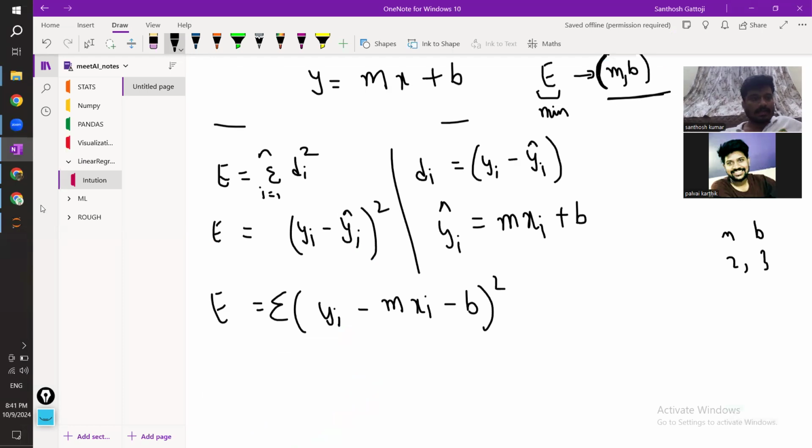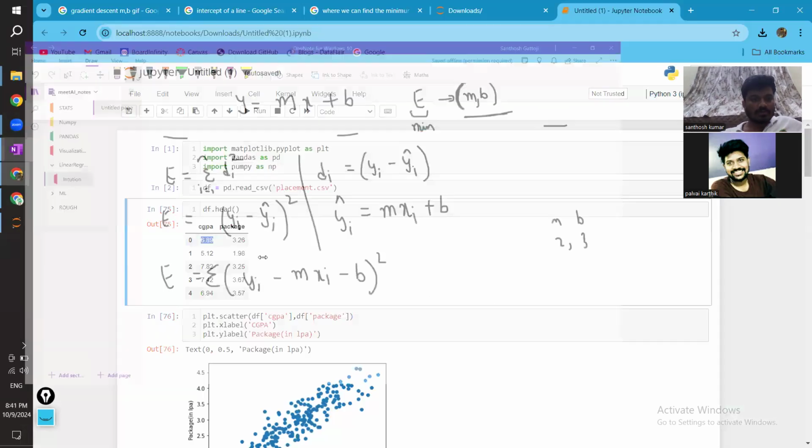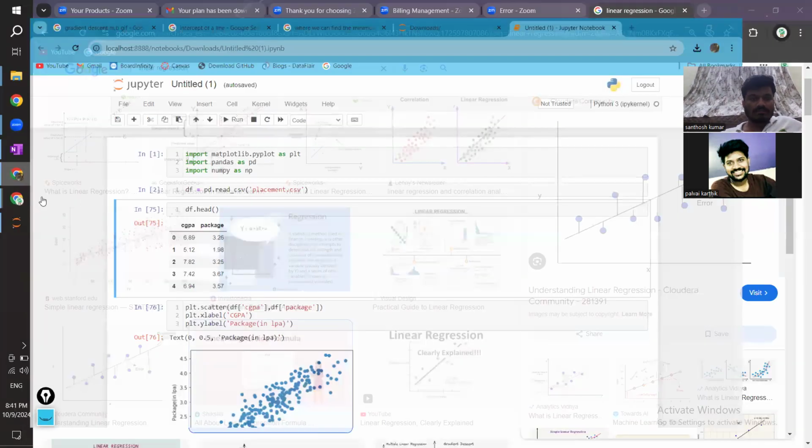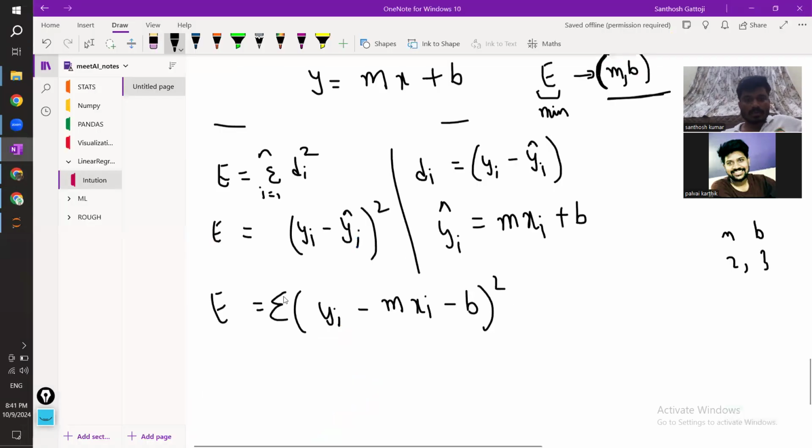After that, this is summation, right? So summation means you need to add each and every value. You put every value in and you will get some value. Like that, you will get this error for this line, some random line. If you change these values, again you are going to get different values. But now I don't know what these m and b values are. I just have this equation. From this equation only, I want to find out the values of m and b such that it will give the minimum error. Is the goal clear?